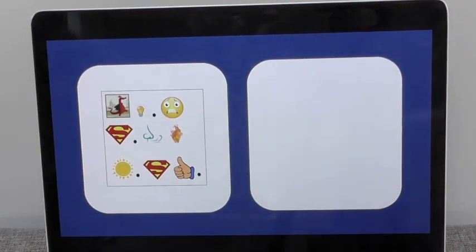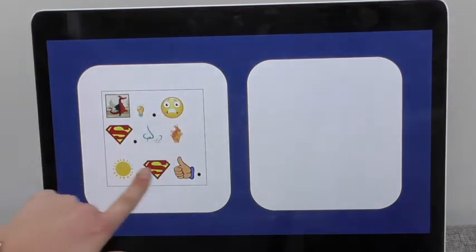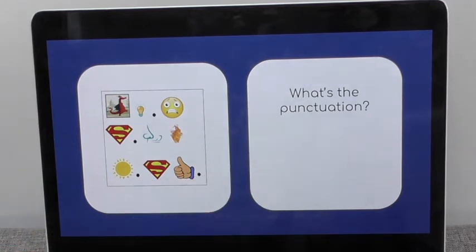So for the retrieval part of our lesson, we need to have a look at these images and remind yourself what is going on in the story, using these pictures to help you retell that part of it. And on here, we're going to be looking at what is the punctuation. So ask your child what these pieces of punctuation are and when they're used.